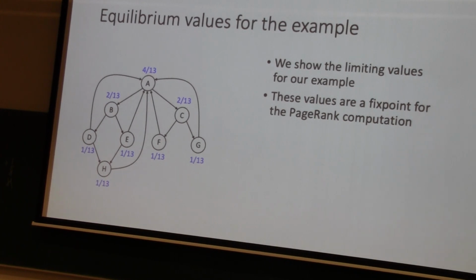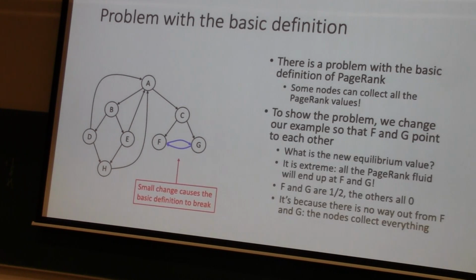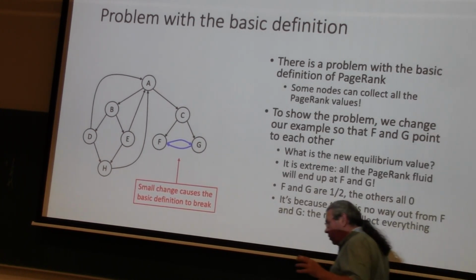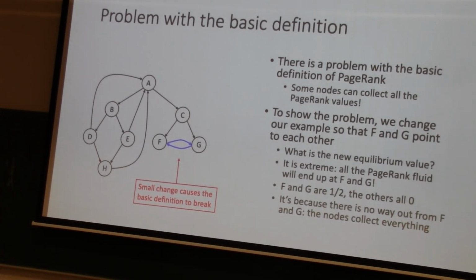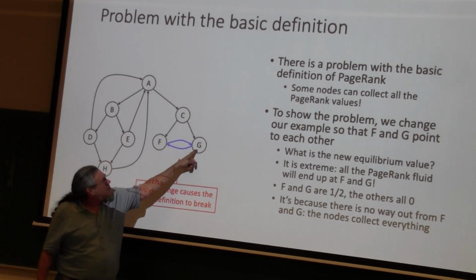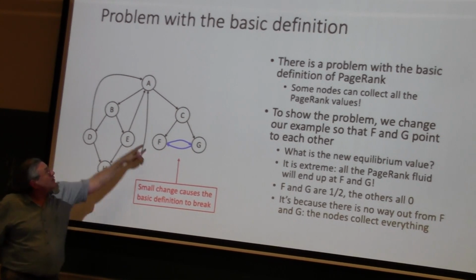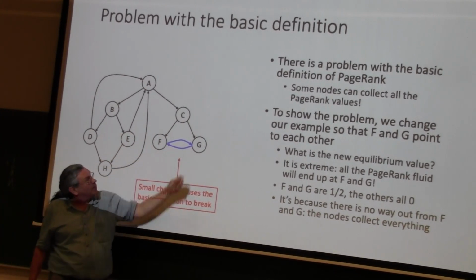Of course, there's a problem. It's not going to work if you do it like that. So this basic algorithm is nice, but it doesn't always work, so we have to fix it. So let's say we change the graph. F points to G and G points to F. They don't point to A, they point to each other.